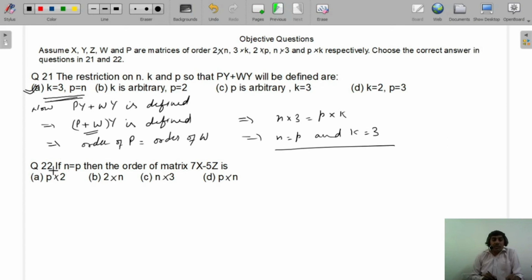In question 22, if n is equal to p, then the order of matrix 7X minus 5Z is: order of 7X minus 5Z must be equal to order of X, but it is given that order of X is 2 by n. Therefore order of 7X minus 5Z is also 2 by n. So B is our required option.